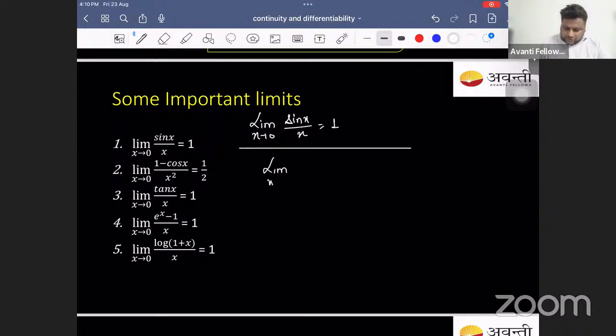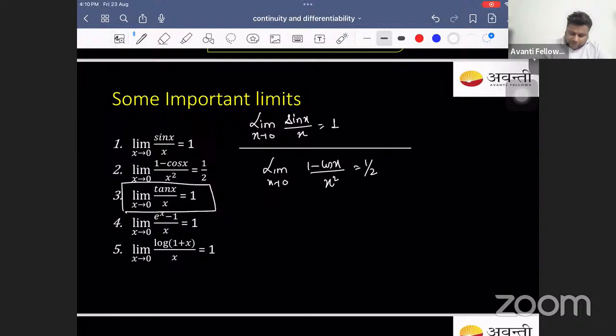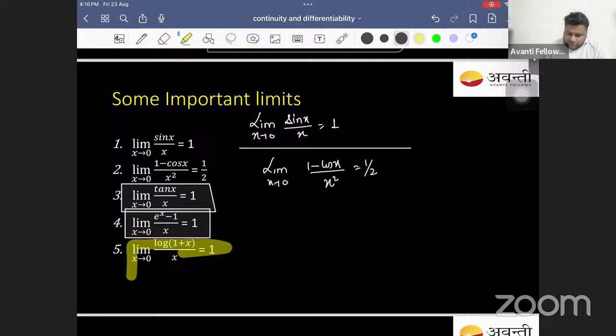Limit x approaches to 0, 1 minus cos x upon x square. I told you to remember this limit. This is equal to 1 by 2. Limit x approaches to 0, tan x upon x is 1. Limit x approaches to 0, e to the power x minus 1 upon x is 1. And finally, limit x approaches to 0, log 1 plus x upon x is equal to 1.